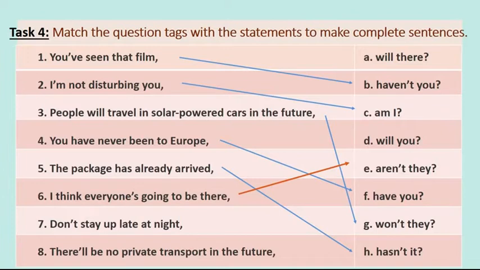7. This statement is a special case. This is an imperative. So, a question tag for a negative imperative is will you, D. 8. This statement is also a special case. This statement has the word there as a dummy or empty subject. So, the question tag for the statement number 8 is A, will there. Do you understand?